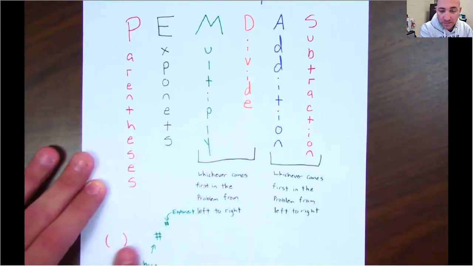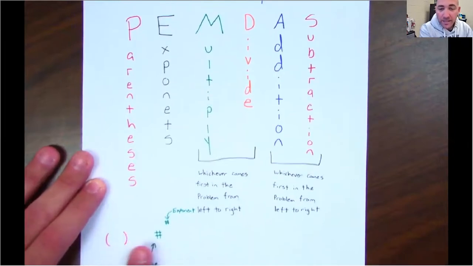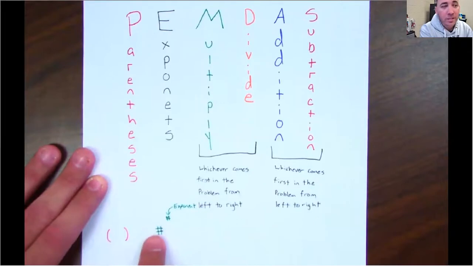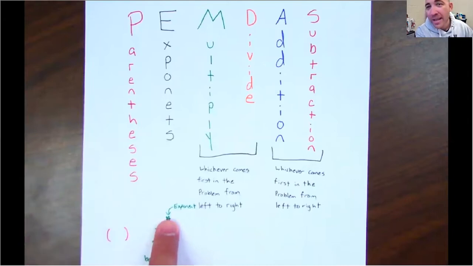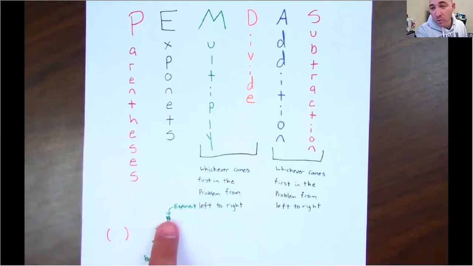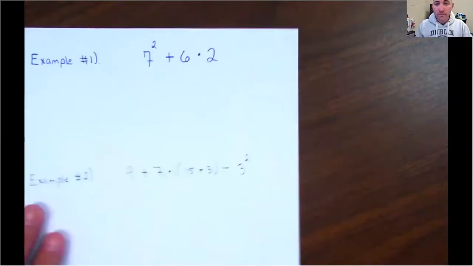As a quick visual, this is what your parentheses looks like. Your exponent, you're going to have a number, which is your base. That's your big number. The small number up top is known as your exponent. On yesterday's video, we did not have exponents. On today's video, we will. So let's go ahead and try a couple problems.